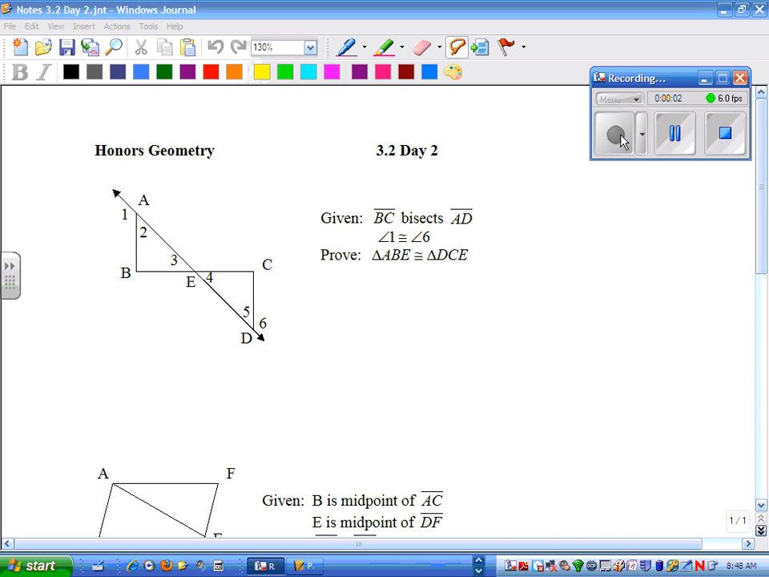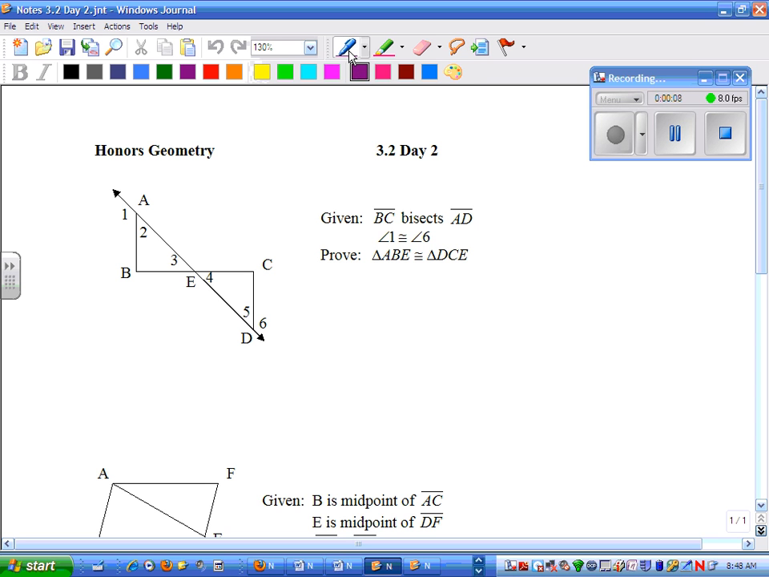Today's lesson is a continuation on 3.2. We're going to do three more proofs and then solve them with triangles congruent: side, angle, side, or side, side, side, or angle, side, angle. Okay, again, ASS will not work.